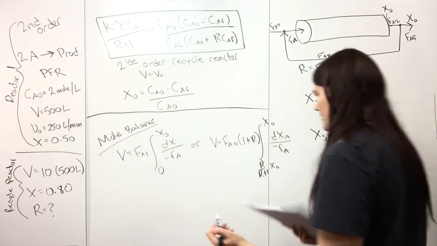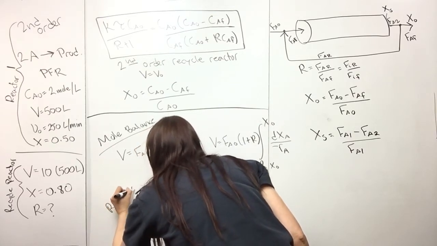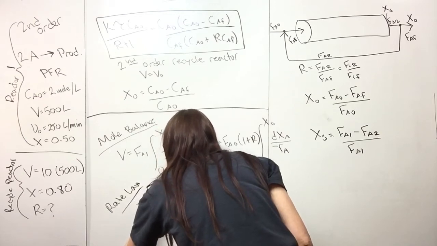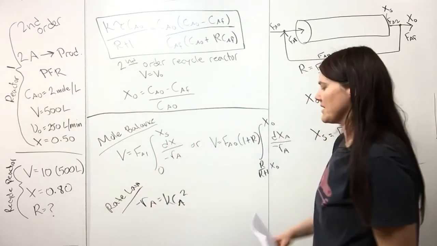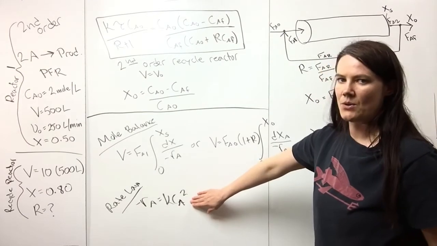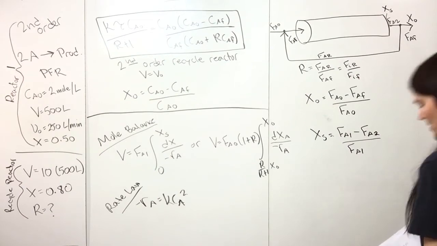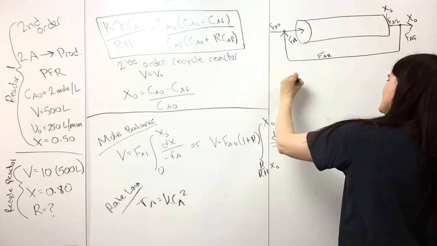Now you need the rate law, so write that down. So minus RA is equal to K CA squared. And we know this because it said the second order. And so then we can write the stoichiometry. So I'm going to erase this real quick.